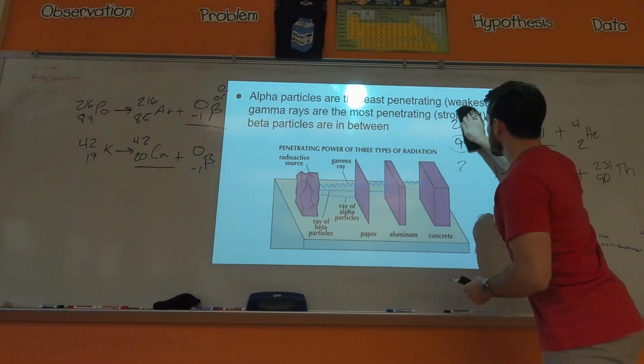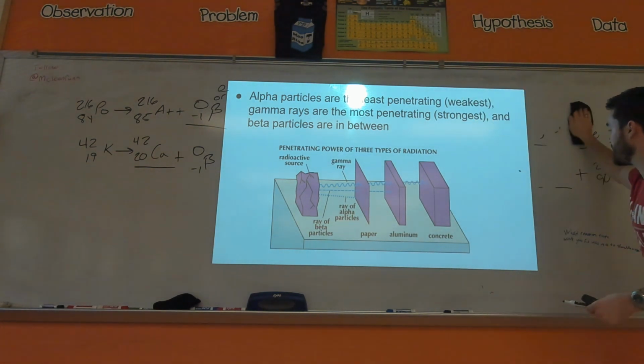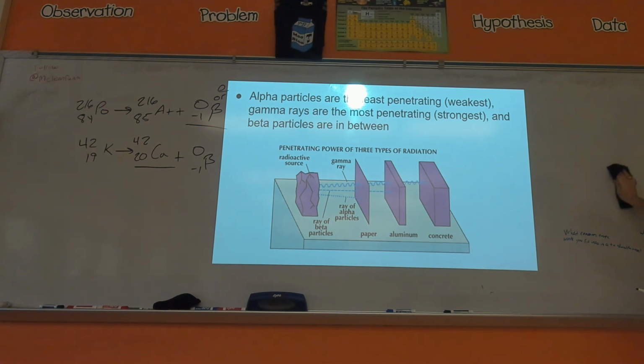This is just going over the comparative strengths of these three kinds of radiation, and then how you would stop these three kinds of radiation. So, the weakest kind of radiation is alpha decay. Okay? So alpha particles are the weakest.